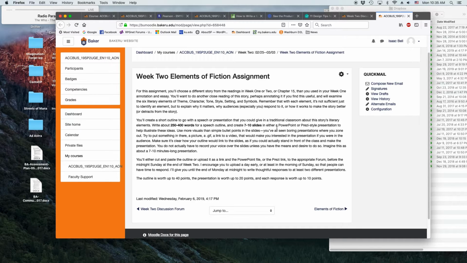It's always one of the best things about taking classes like this, that you can distill your ideas and explain them to somebody else, and that can help you learn much better. Trust me, you never know something quite as well as when you have to teach it to somebody else. So what you're going to do here is write both a speech outline and then create about 7 to 10 slides for either a PowerPoint or Prezi style presentation.